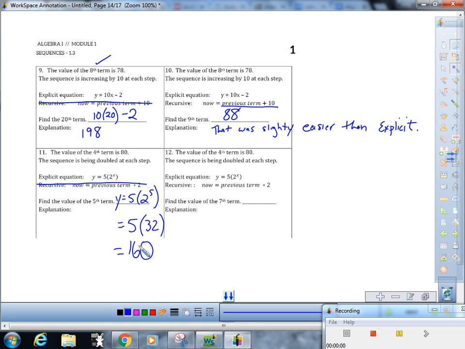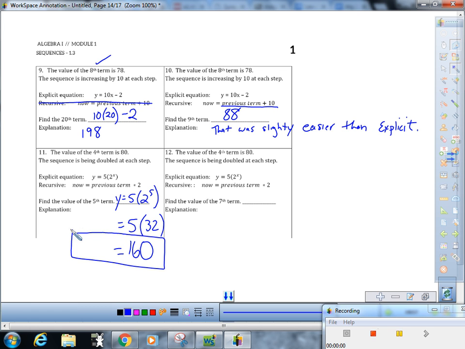Okay, the 4th term is 80. Oh, no, it would have been totally easier to use the recursive. I didn't read that closely enough. Take the previous term, so to get the 5th term, take the 4th term and double it. But that's good. That just confirms that we did it right. It works for both of them.